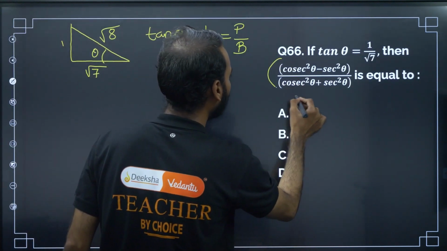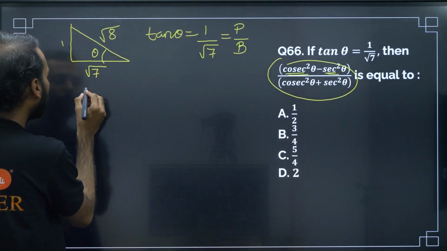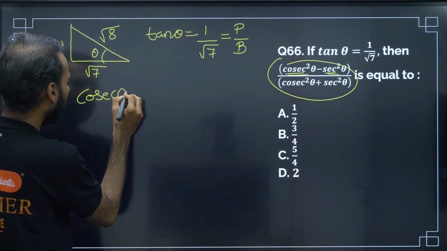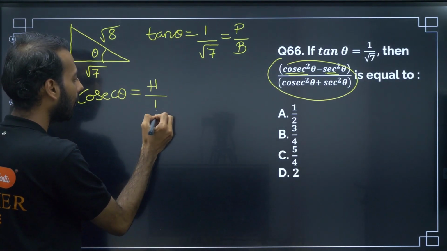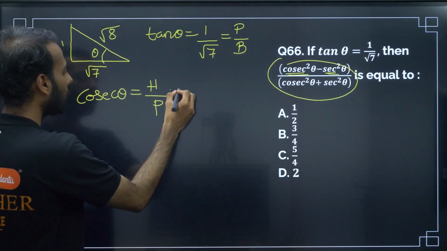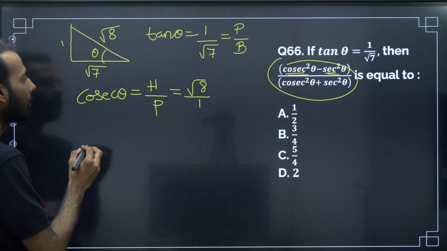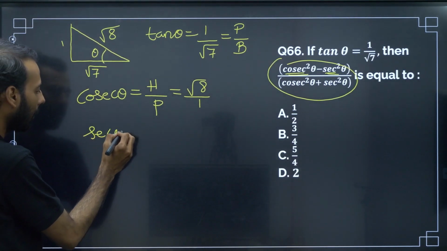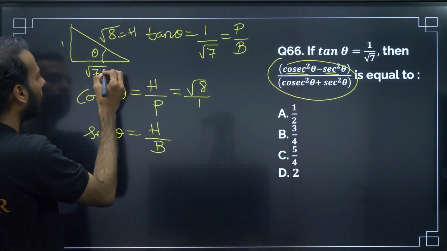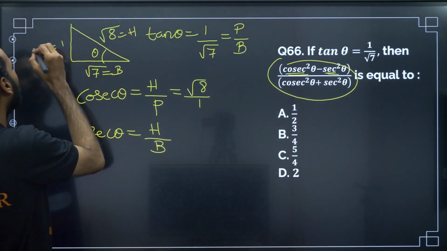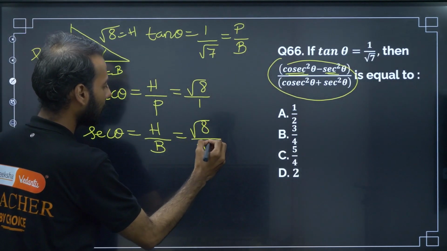They're asking to find the value of this expression. Here cosec is involved and secant is involved. So we'll find cosecant theta. What is cosecant theta? Cosecant theta is hypotenuse by perpendicular. Hypotenuse is root 8, perpendicular is 1. So cosecant theta is root 8. Next, what about secant theta? Hypotenuse by base. This is hypotenuse, this is base, this is perpendicular. So hypotenuse is root 8, base is root 7.